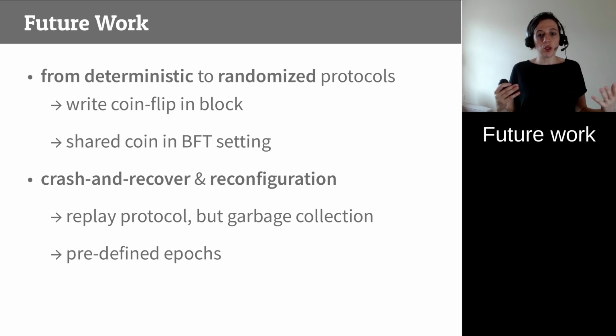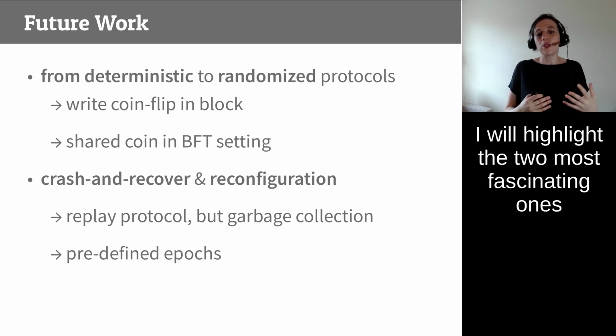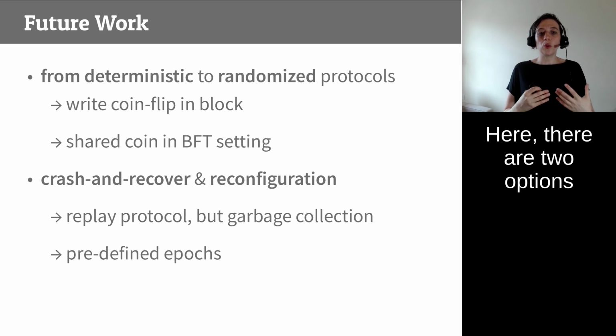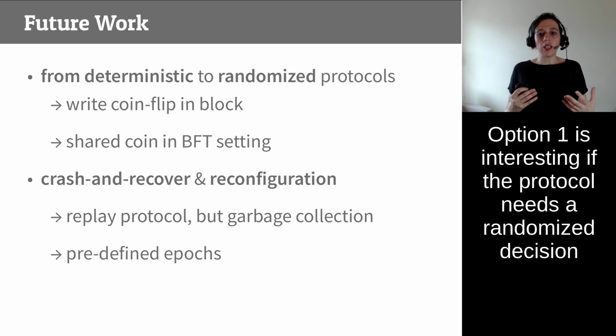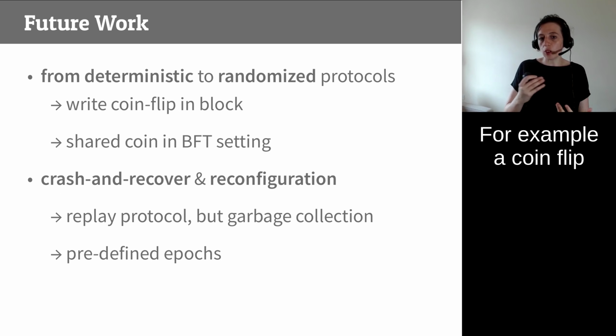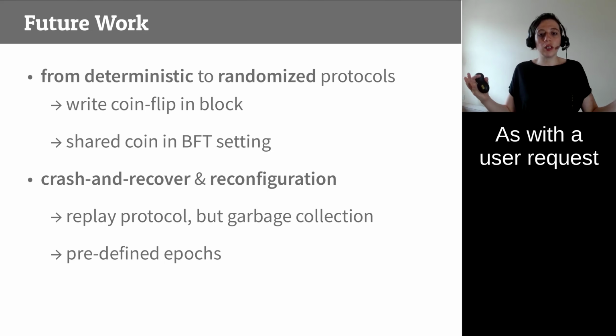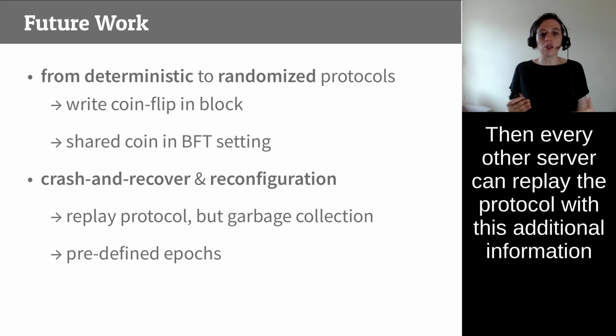So, future work. I will highlight the two most fascinating ones. First, we could move from interpreting deterministic protocols to random protocols. Here there are two options. Option 1 is interesting if the protocol needs a randomized decision, for example, a coin flip. Then every server is going to flip a coin locally and writes the coin flip result in the block, as with a user request. Then every other server can replay the protocol with this additional information.